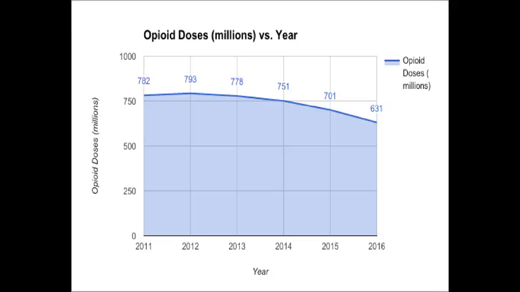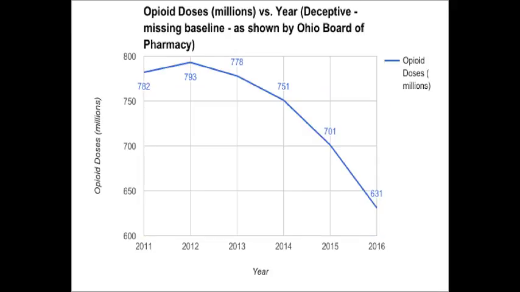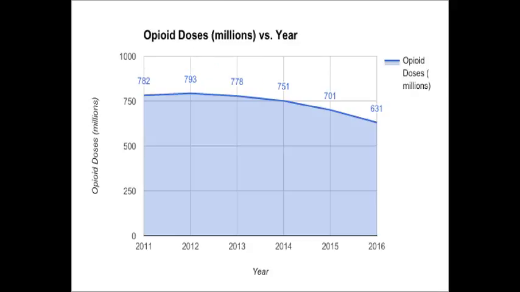This is a reality-based showing of that same data. Again, starts at 782 million, goes down to 631. Notice that the slope is not so steep, and it doesn't look quite so dramatic as the first one did. For purposes of comparison, we'll go back to the first graph. Notice how steep it is. Again, the data is exactly the same in this showing as the previous one.